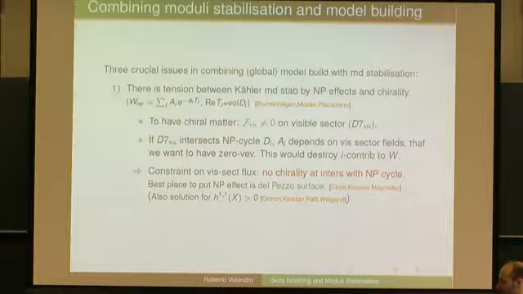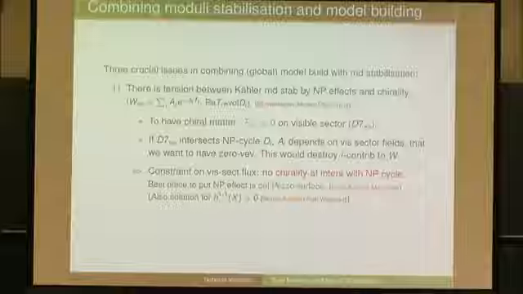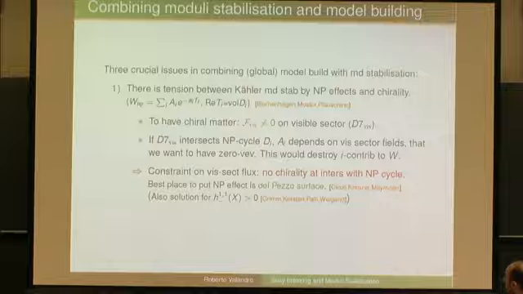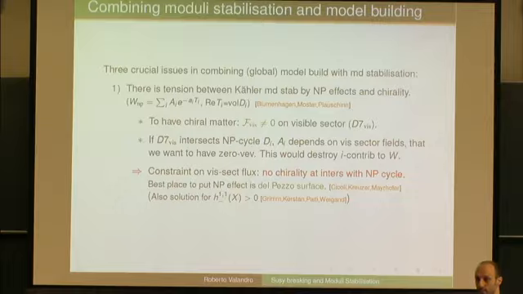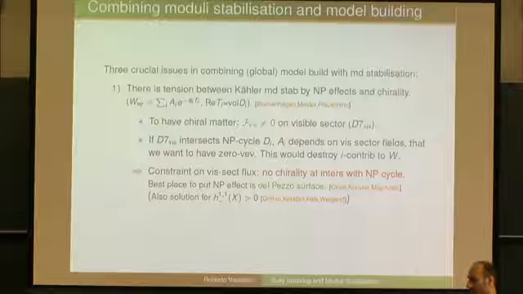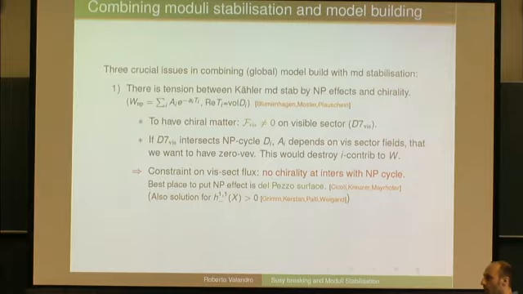If this visible sector intersects the non-perturbative effect that you would like to survive, then you have to constrain the flux that you switch on. The best place to put a non-perturbative effect is at a del Pezzo surface, because it is a shrinkable surface, and the intersection with the other divisors is quite constrained. So it is easier to find divisors in your space that do not intersect geometrically this non-perturbative effect.